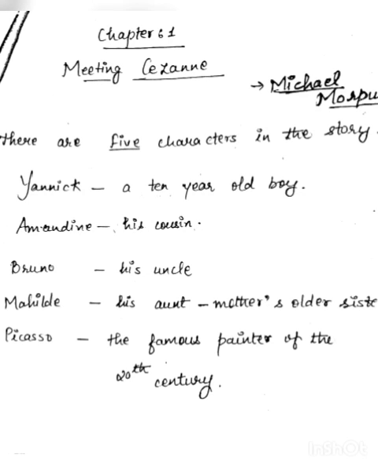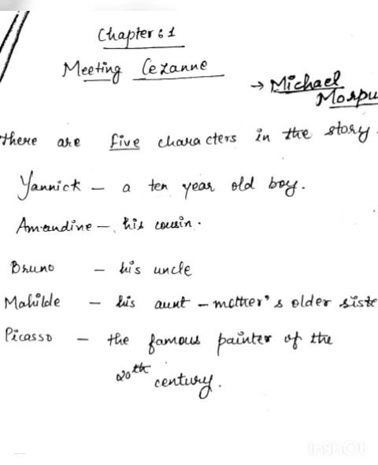Today I am going to teach you English literature of class 6th. Chapter 1, Meeting Cezanne. This year we have a new English literature book, and the first chapter in this book is Meeting Cezanne. So let's start. First, let me introduce the chapter.